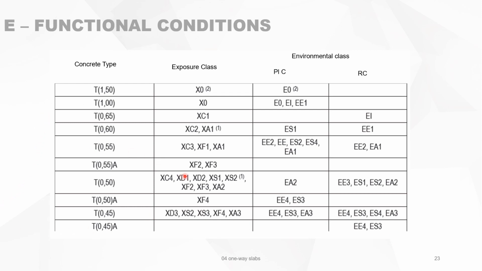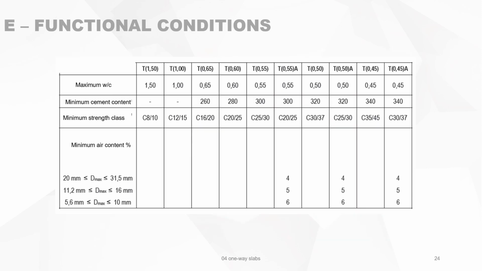Now we will have a look for the concrete type. We know that we are in EI, in the internal environment. For reinforced concrete, it will be this column. So you will have the concrete type at least T0.65. The 0.65 is the water cement ratio, and the exposure class is XC1. For the T0.65, you will see the water cement ratio is 0.65, minimum cement content is 260, and the minimum strength is C16/20.